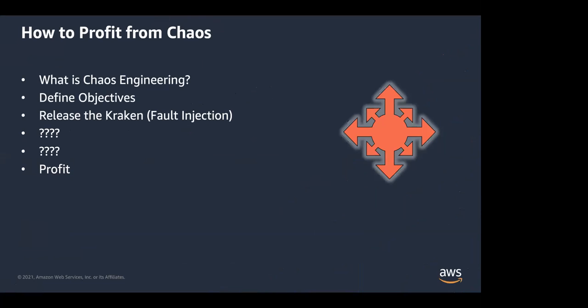So we're gonna cover a little agenda here. What is chaos engineering? We're gonna find some objectives. We're gonna release the Kraken, and then we're going to make profit, okay? That's really the summary of what we're gonna do here. And actually, chaos engineering can be kind of fun, at least part of it. And then it can be challenging to rid your environments of chaos potentials.